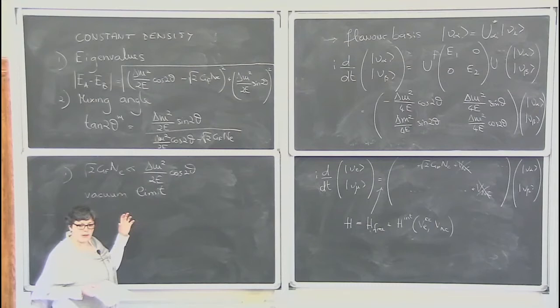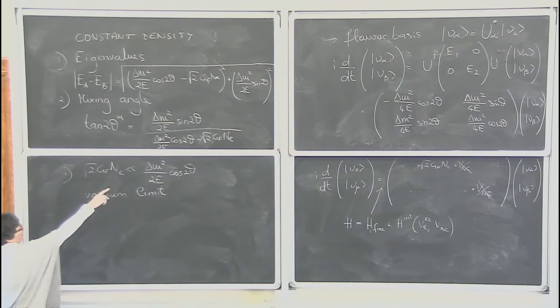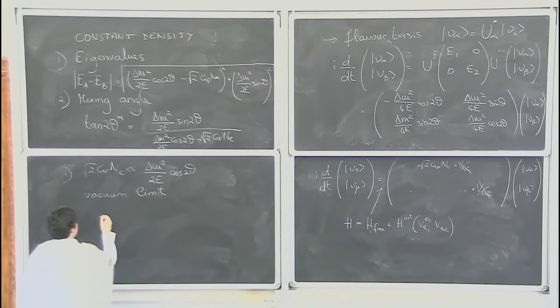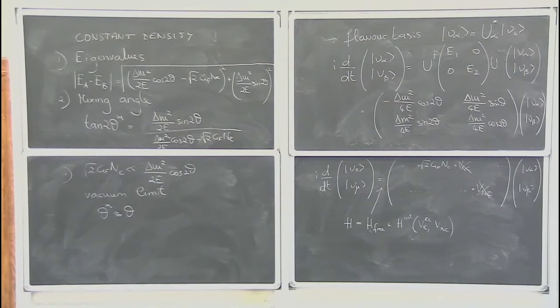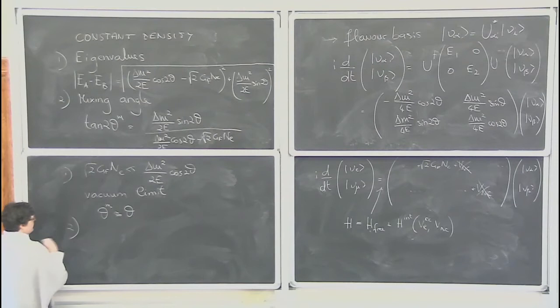And then what happens in this case? Well, I can neglect this term here, and then I get simply that tangent 2 theta_m is equal to tangent 2 theta. So theta_m is equal to the vacuum angle. And in this case, I recover the usual probability. Okay, so this is just a consistency check, if you want, which is relevant at certain energies.